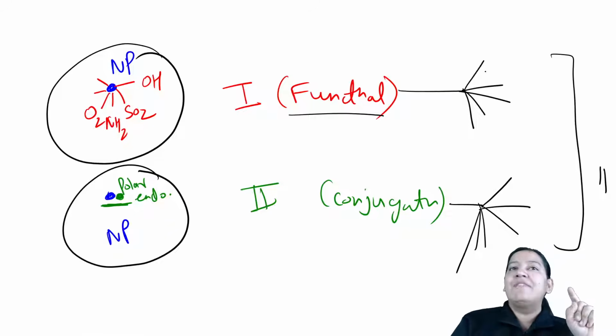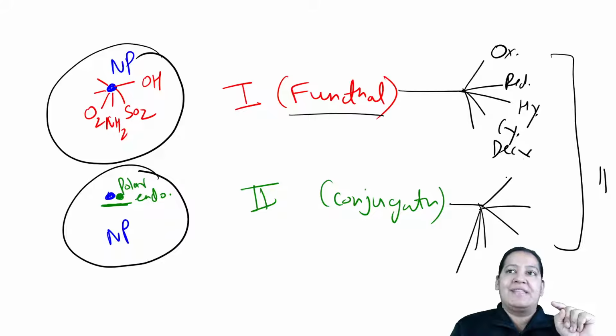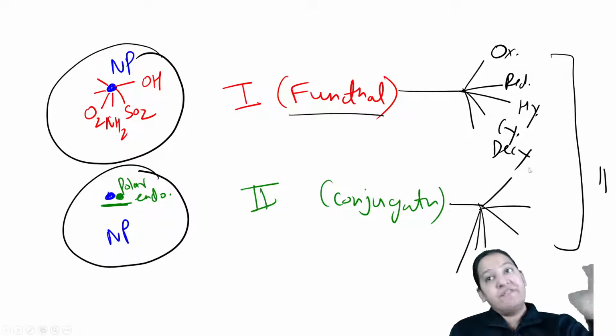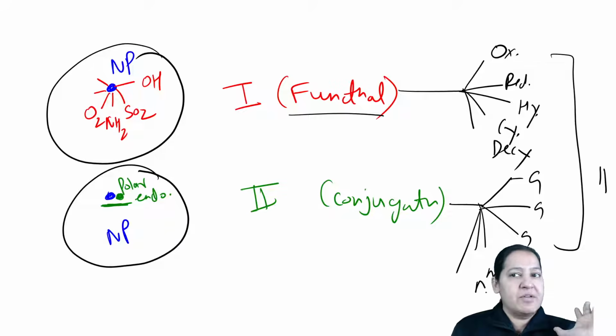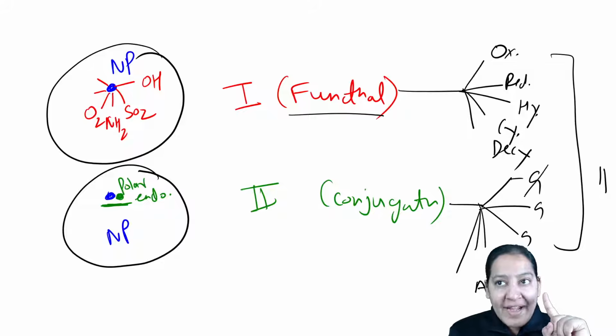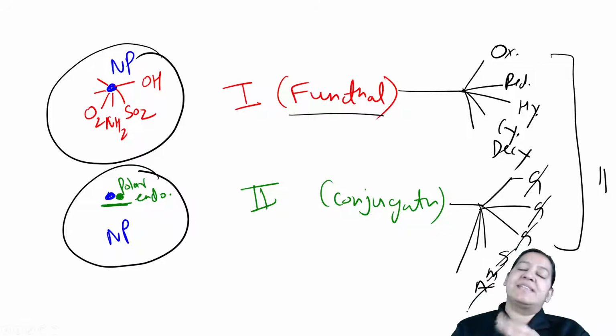So in phase 1, it was oxidation, reduction, hydrolysis, cyclization and decyclization. In phase 2, it is triple G SMA. Triple G SMA was the mnemonic. So it is glucuronide conjugation, glycine conjugation, glutathione conjugation, sulfate conjugation, methyl conjugation, and acetyl conjugation.